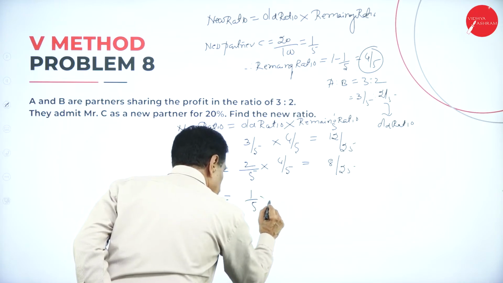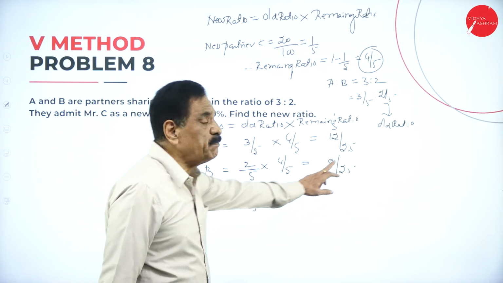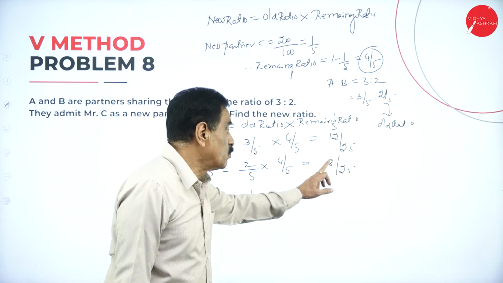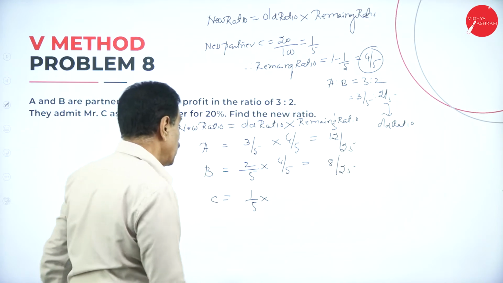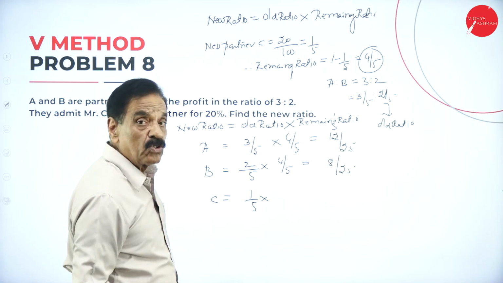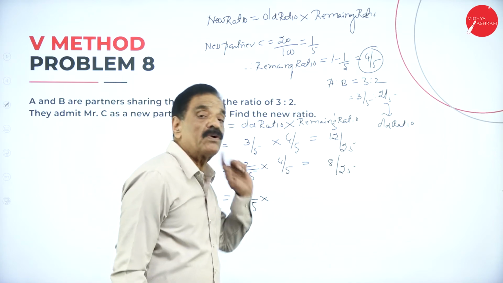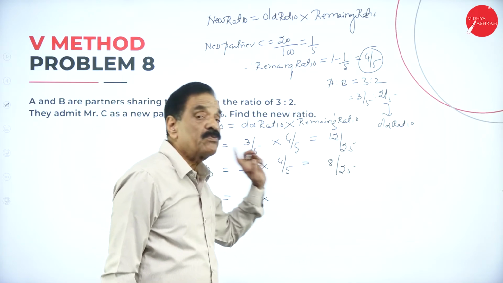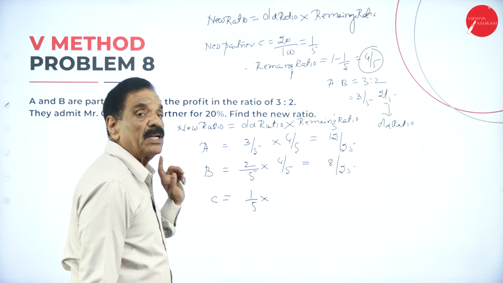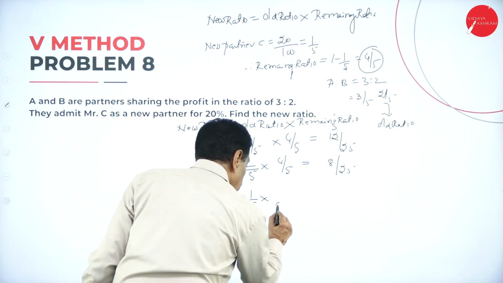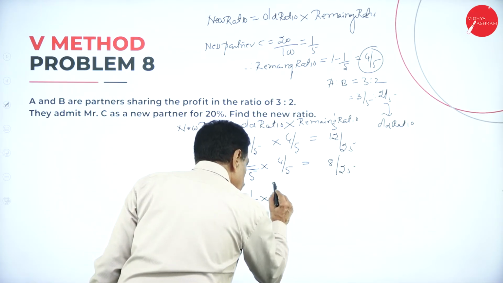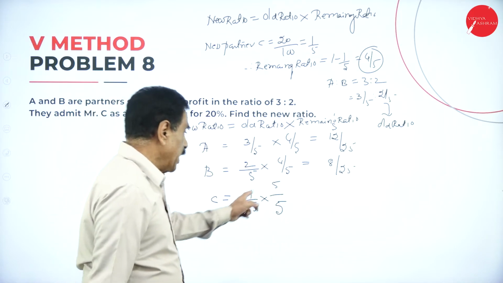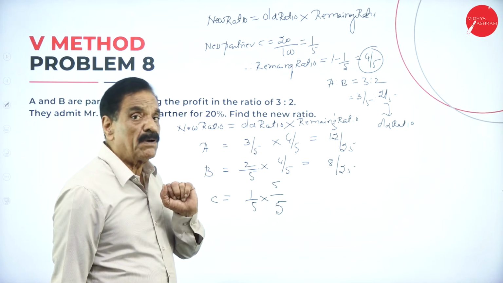What's the LCM here? 25. In order to get that 25, what to do now? Here LCM is 25. In order to get the 25, this should be multiplied by 5. Put the 5 also. 5 by 25 is nothing but 1 by 5.